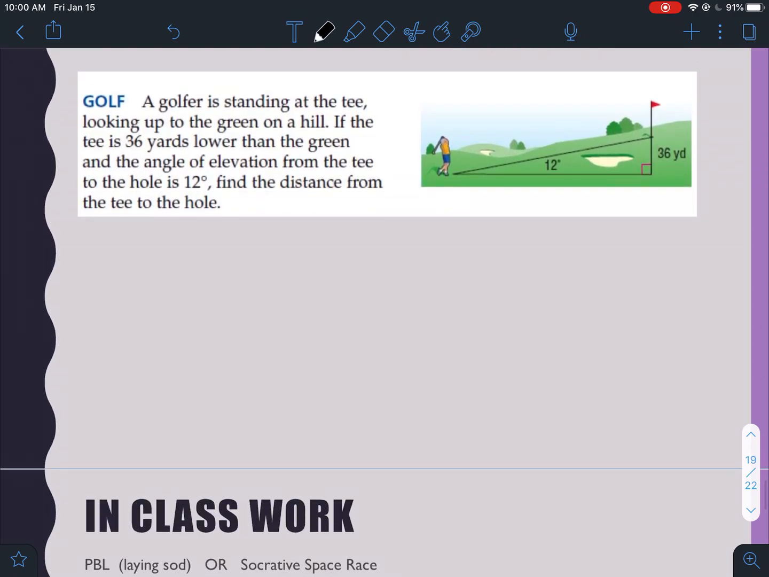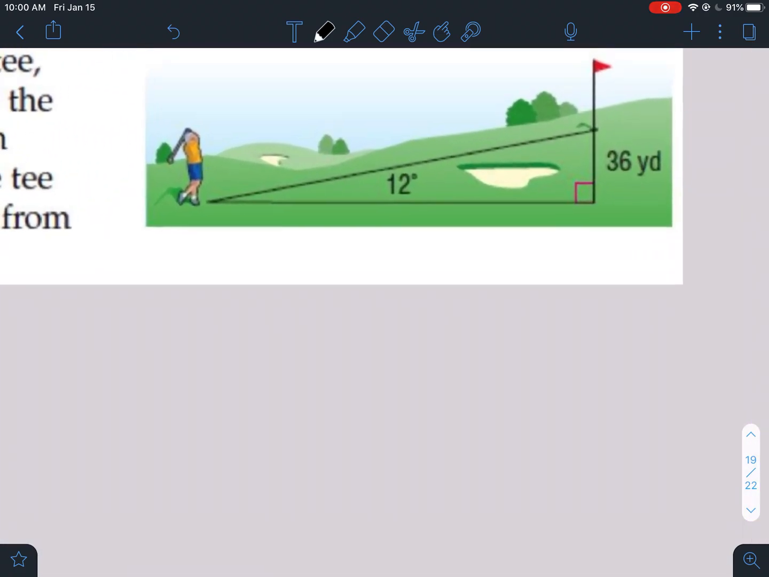All right, let's look at another one. A golfer is standing at the tee looking up to a green on a hill. If the tee is 36 yards lower than the green, and the angle of elevation from the tee to the hole is 12 degrees, find the distance from the tee to the hole.